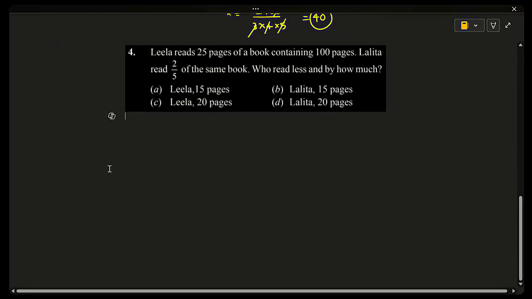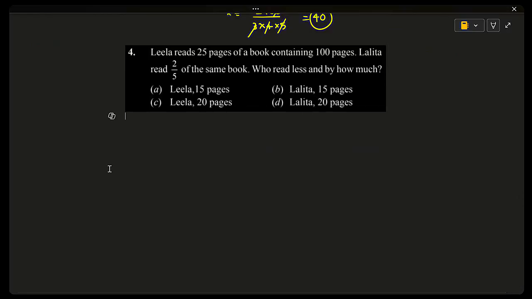Leela reads 25 pages of a book containing 100 pages, and Lalita reads 2/5 of the same book. Who reads less, and by how much? Lalita is given in terms of fractions, so let us convert it into a number of pages. First let us write Leela read 25 pages, and now let us find for Lalita. Lalita read 2/5 of the same book, but the book contains 100 pages.